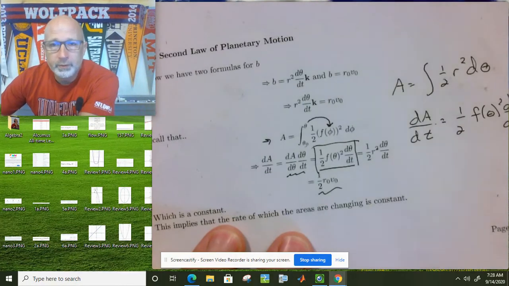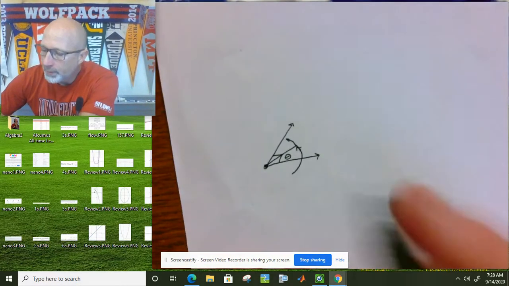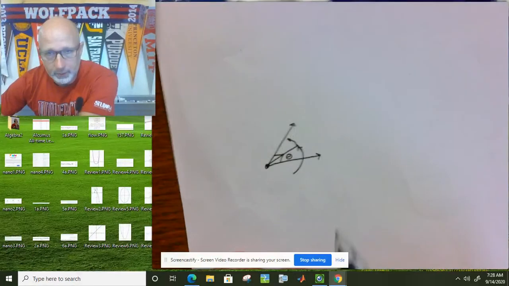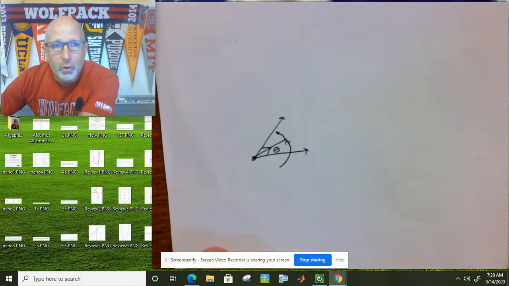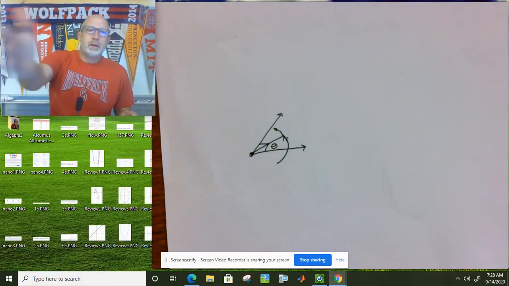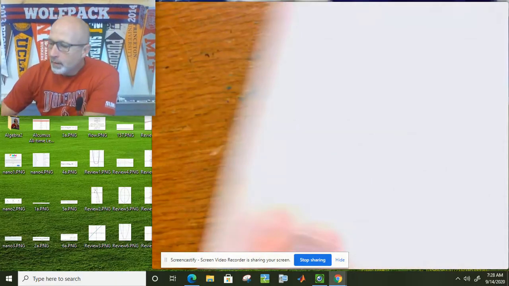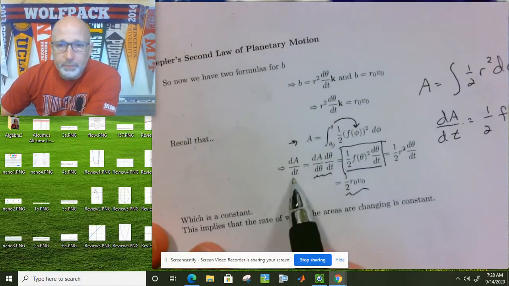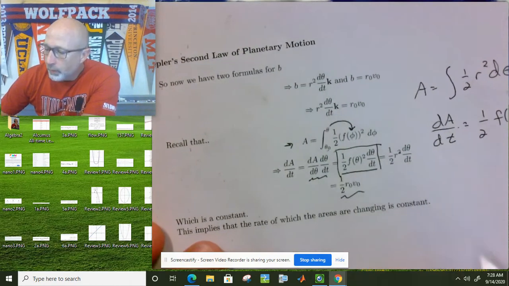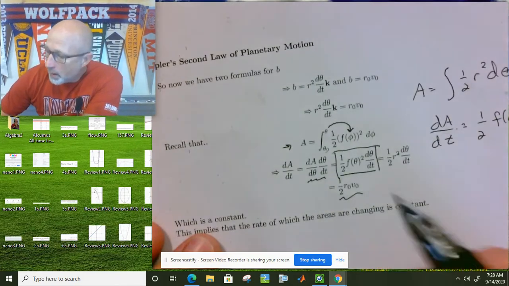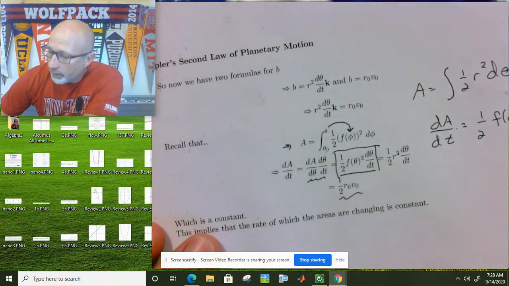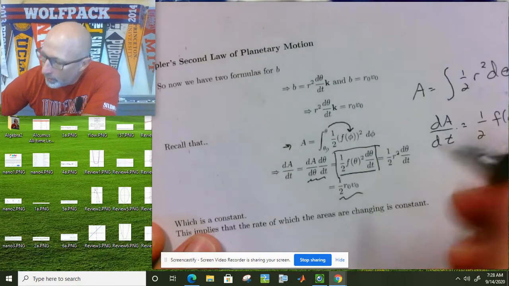Okay, so once again, what are we doing? We're sweeping out the area to come up with what the area is. And my goal is, if it sweeps out equal areas in equal amounts of time, that means when I take the derivative with respect to t, this should be a constant. That's what I know. Okay, so right now, here's where I'm sitting. I knew what the area equation was. I took the derivative, so I end up with this equation right here.